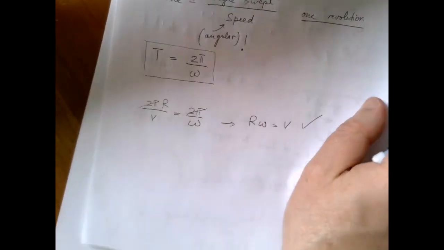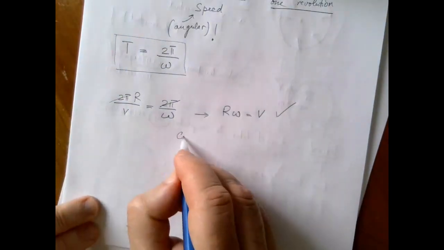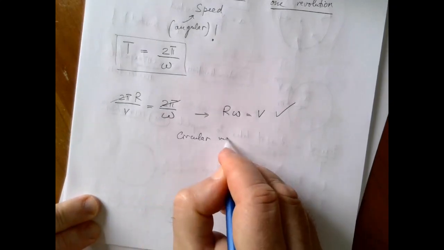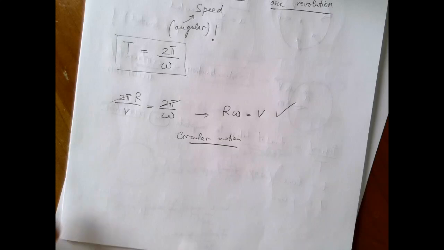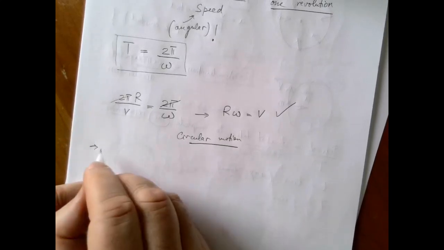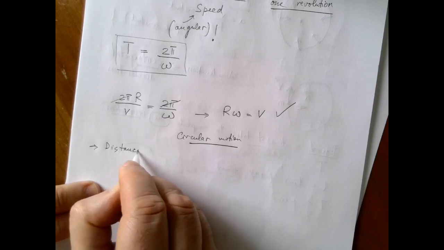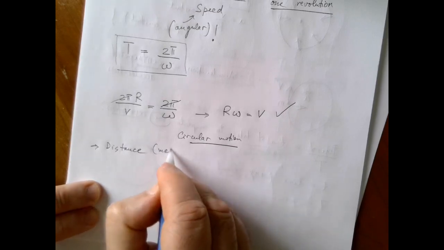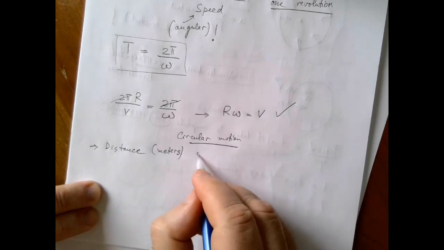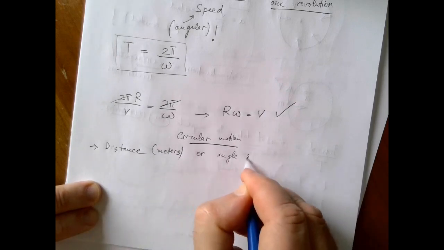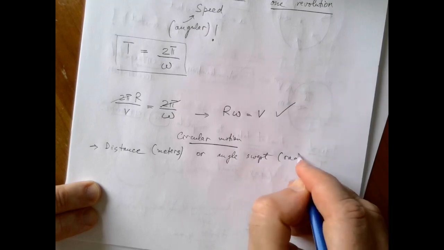So to summarize, what we learned today in terms of circular motion is the following. Circular motion, I can look at it from the perspective of distance traveled, that will be in meters, or angle swept, and that will be in radians.